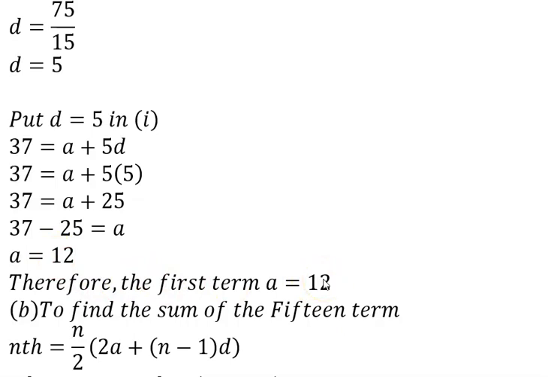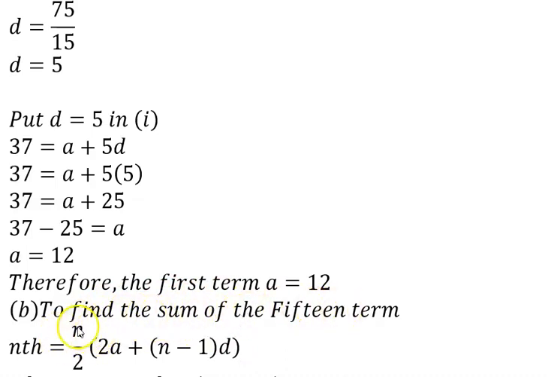So let's go to the second one. We say we should find the sum of the 15th term. Like we've said before, the formula for sum of AP is n over 2, open this bracket, 2a plus, open bracket, n minus 1, d, close the bracket. Beautiful. Now, we are asked to look for the sum of the first 15 terms.